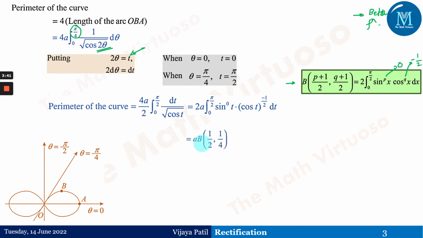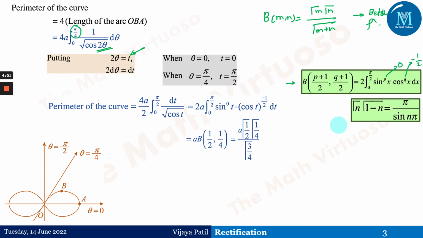Taking these values and putting them over here, we'll be getting the value as a times Beta of 1/2, 1/4, which is nothing but, using the formula Beta of m, n equals gamma of m gamma of n upon gamma of m plus n. This is what we have done over here. Now there is one more property of the gamma function: gamma of n into gamma of 1 minus n equals π upon sin nπ. We will be applying this because we do not have gamma of 3/4 present, but we need gamma of 1/4. So multiplying and dividing by gamma of 1/4 over here, we'll be getting this type of equation.